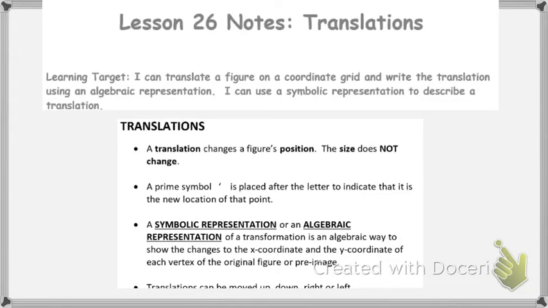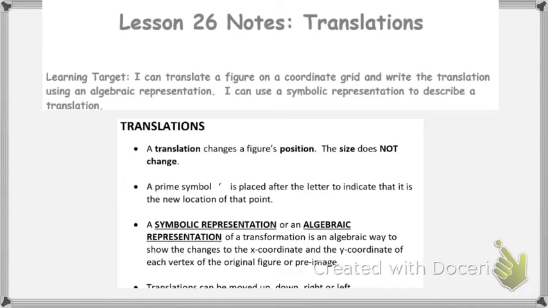Today we're going to be talking about translations, and our learning target is: I can translate a figure on a coordinate grid and write a translation using algebraic representation. I can use a symbolic representation to describe a translation. So let's talk about translations.